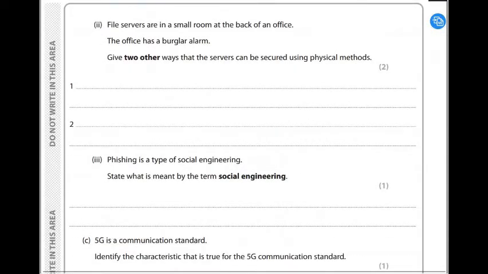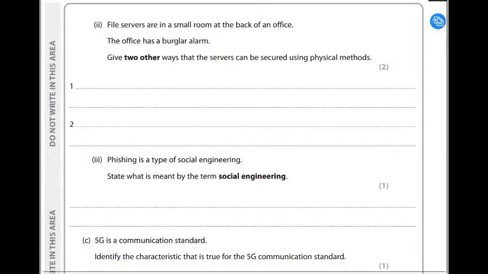Let's try part 2. File servers are in a small room at the back of the office. The office has a burglar alarm. So we have to give 2 other ways that servers can be secured using physical methods. We could have asset logging, that's 1 mark, and we could have CCTV cameras, that's 2 marks. You could also have security patrol, swipe, biometrics, or a lock on doors. Nice and simple.